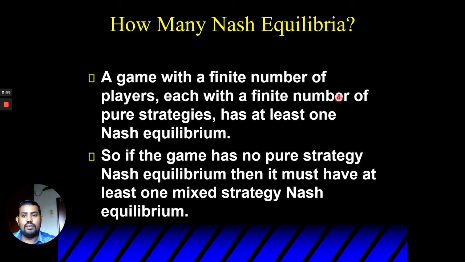Okay, so how many Nash equilibria? A game with a finite number of players, each with a finite number of pure strategies, has at least one Nash equilibrium. This is the beauty of Nash equilibrium compared to classical game theory. So if the game has no pure strategy Nash equilibrium, then it must have at least one mixed strategy Nash equilibrium.